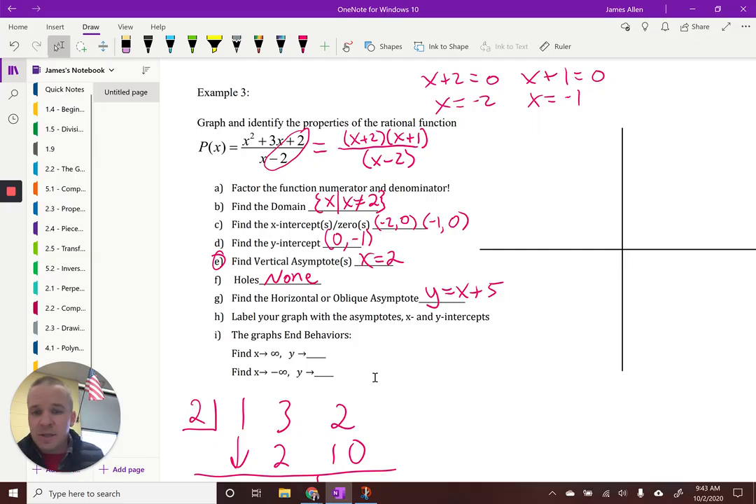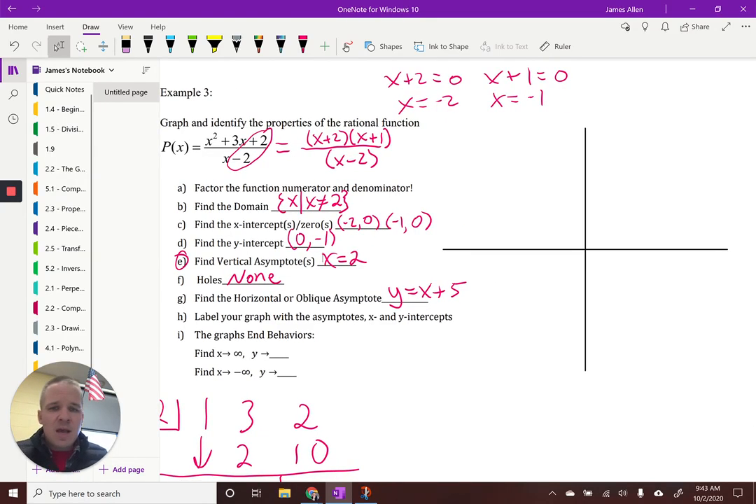All right. So let's go ahead and start plotting some stuff, shall we? I'm going to stick with this color. I'm really feeling this color right now.